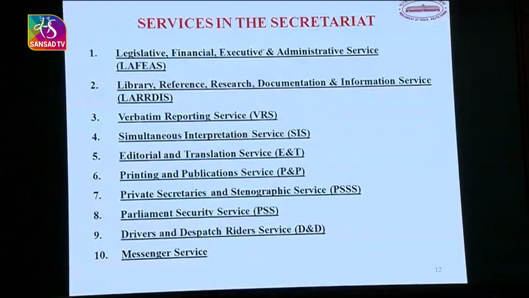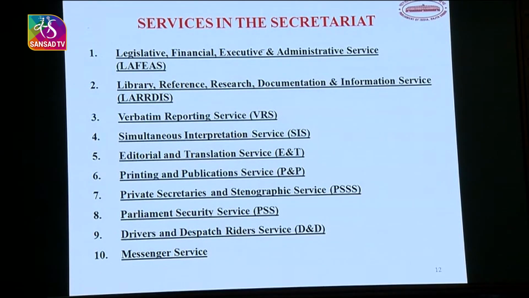Broadly, whatever I have said so far is being handled by different services. It's not that it's a common service. We have different services because the recruitment rules and the conditions are different for different services. The major service which we have is the Legislative, Financial, Executive and Administrative Service, or shortly known as LAFIA service. Then we have a library, reference, research, documentation and information service, that is LARDIS.